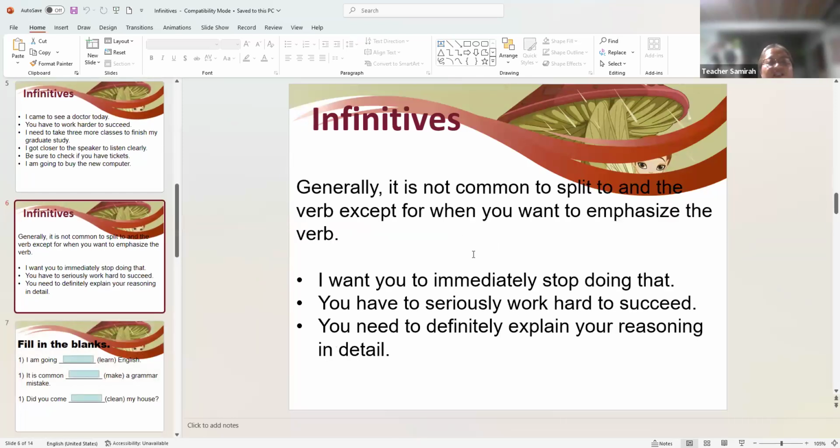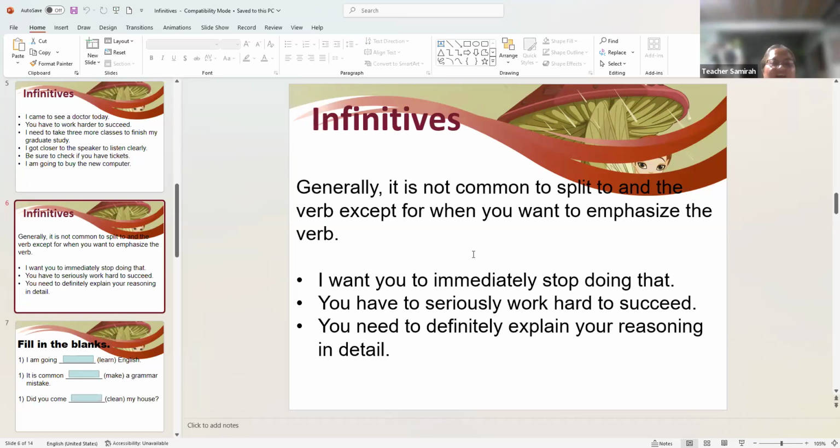Okay. Again, generally, it is not common to split to and the verb, except when you want to emphasize the verb. I want you to immediately stop doing that. So we are also using an infinitive, although the word to is not directly beside the verb, such as to immediately stop. Immediately is a word used to emphasize the verb.